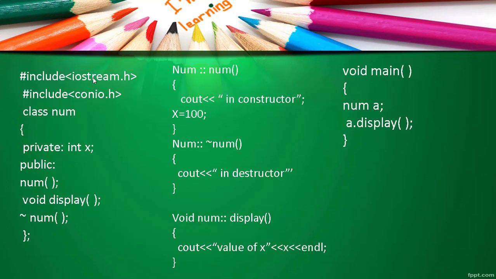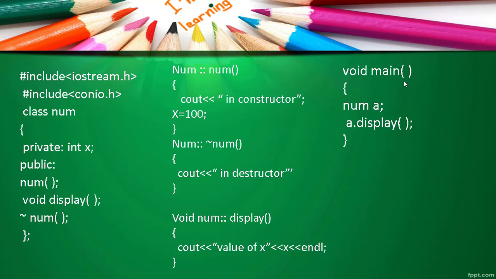We are using two header files over here, that is iostream.h and conio.h. Here class is the keyword and num is the class name. Private and public are the access specifiers, and int x is the data member. Num, the class name and the special member function are both the same, so this is the constructor which has been used in this program. Void display is the member function, and tilde num, with the tilde symbol used before the class name, is the destructor. So this num is the constructor and this ~num is the destructor, and we close the bracket and put a semicolon. The entire class is defined.